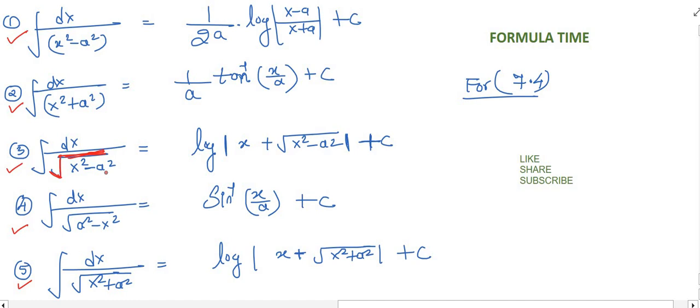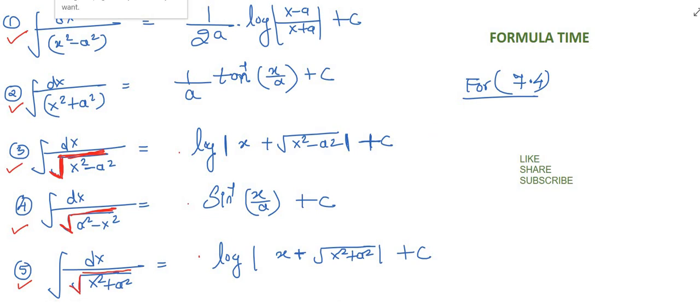This is under root x square minus a square. This is under root a square minus x square. And this is under root x square plus a square. Whenever the formulas are without under root, there is something in front, see here, 1 by 2a, and 1 by a, in front of log or tan. But whenever the formulas are with under root, there is nothing in front. Directly the formula is there. So slowly you can memorize the formulas.